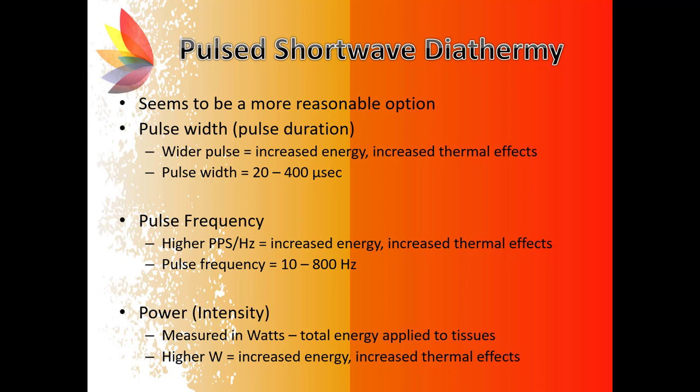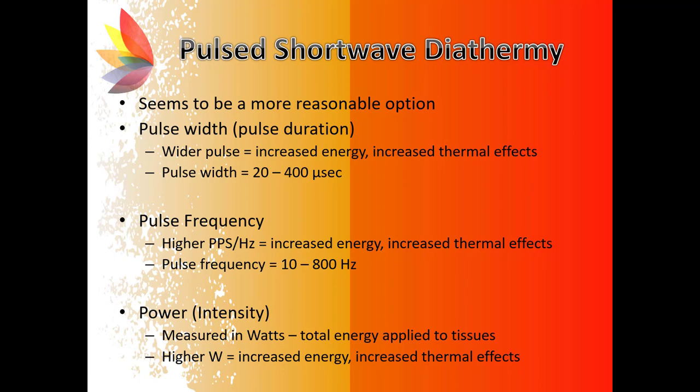The greater the number of pulses per second, or PPS, the more energy produced. The higher the pulses per second in hertz equals increased energy and increased thermal effects. A typical pulse frequency should be around 10 to 800 hertz.